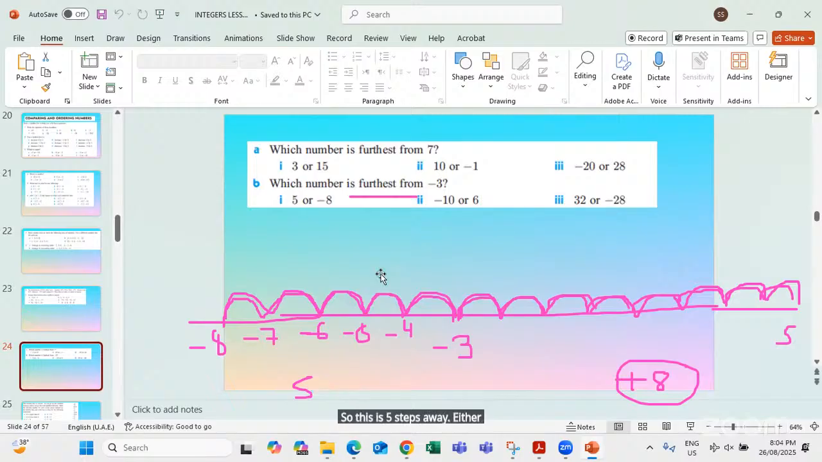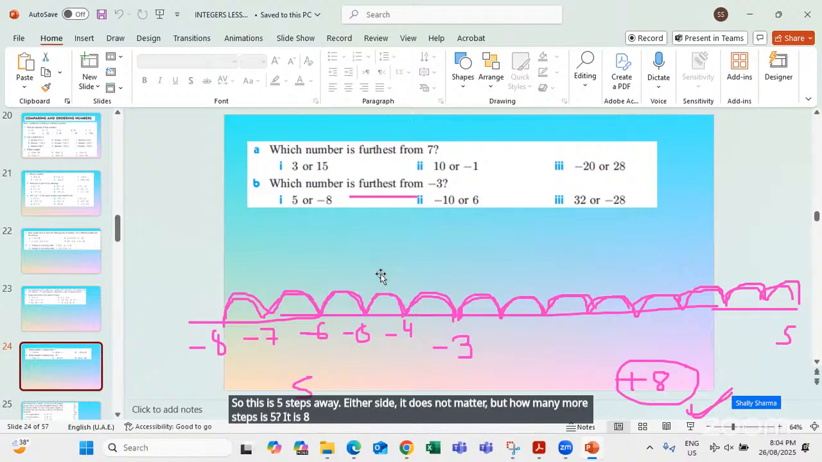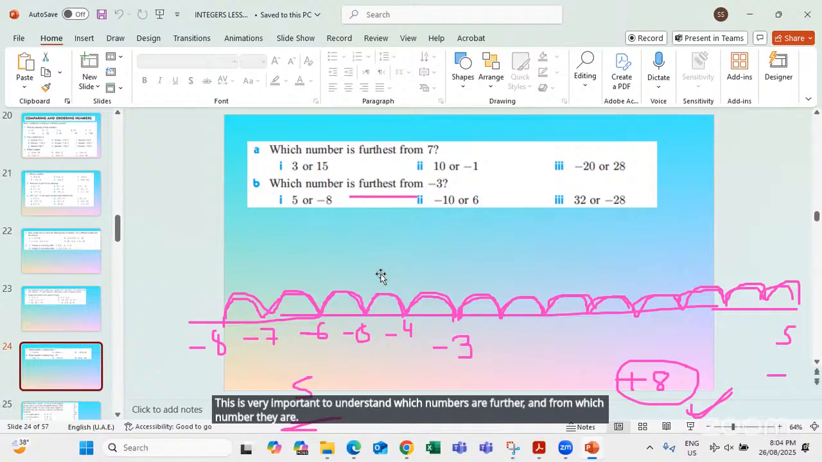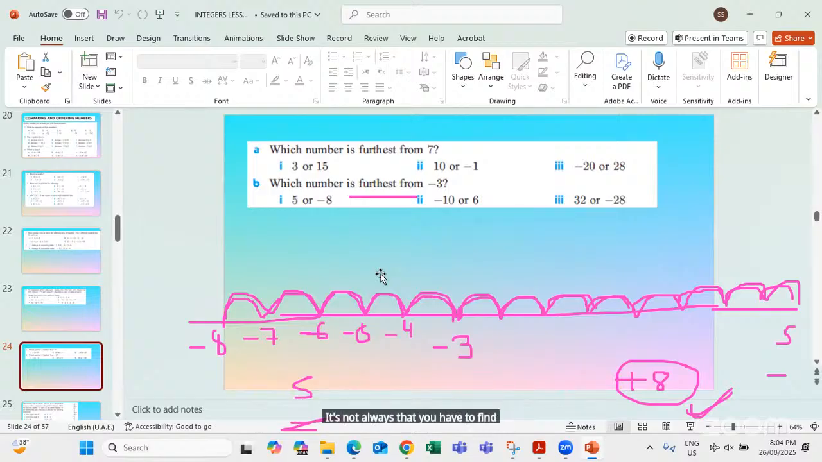Either side, it does not matter, but how many more steps is 5? It is 8 steps, and here it is 5 steps. So 5 is further from -3. This is very important to understand which numbers are further and from which number they are. It's not always that you have to find them from 0 only.